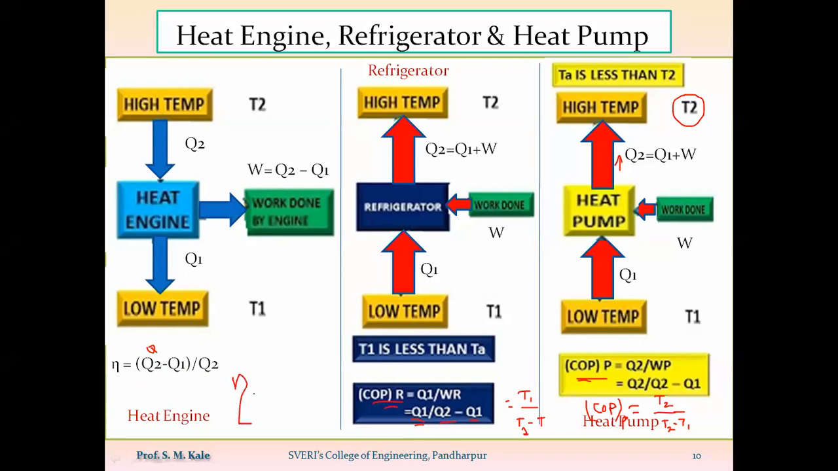If you want to calculate efficiency of heat engine in terms of temperature range, then instead of Q2 you have to write T2, and instead of Q1 you have to write T1, divided by T2. So this is the efficiency of heat engine in terms of temperature. This is the COP of refrigerator in terms of temperature. This is the COP of heat pump in terms of temperature.